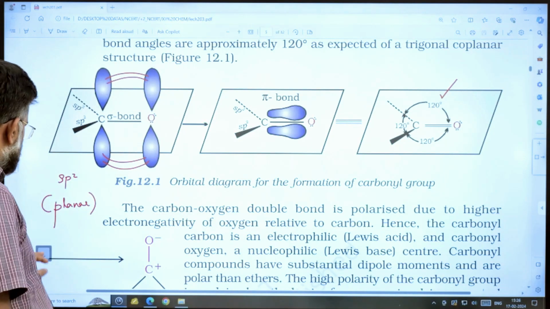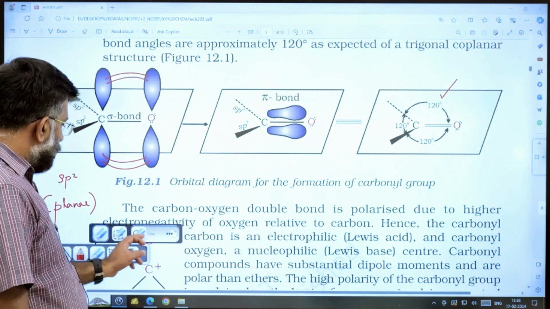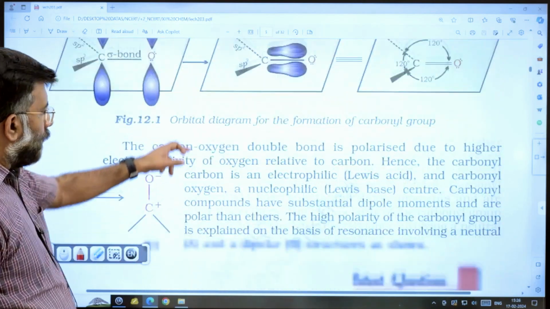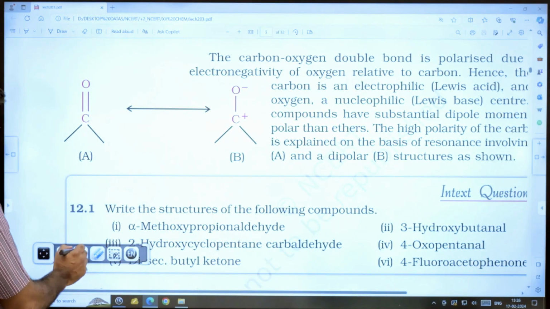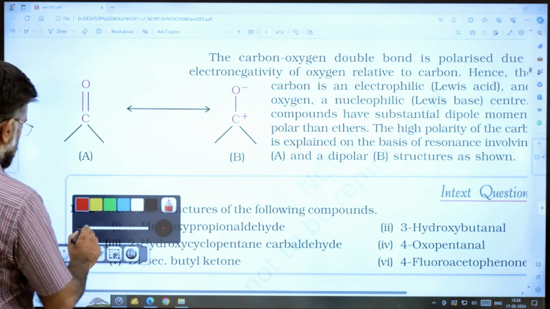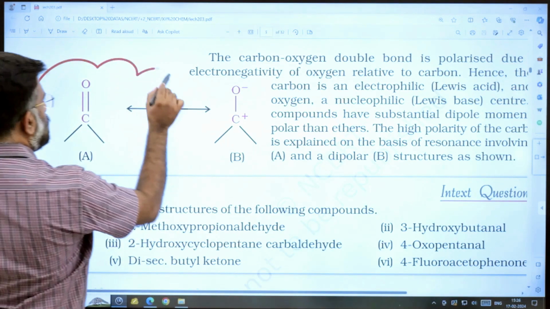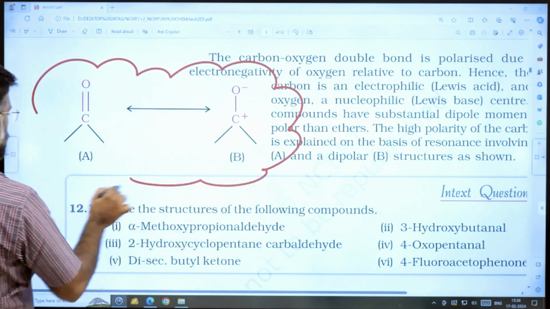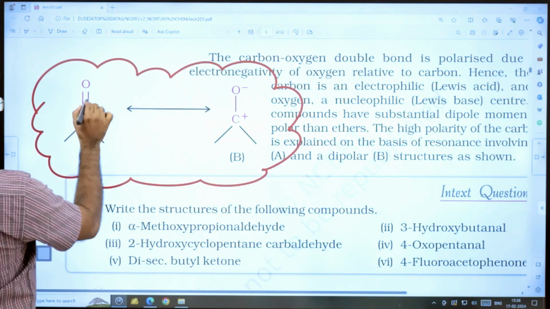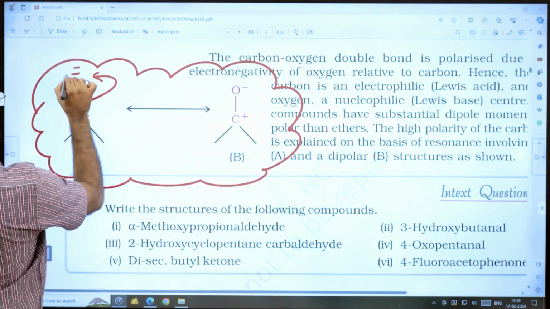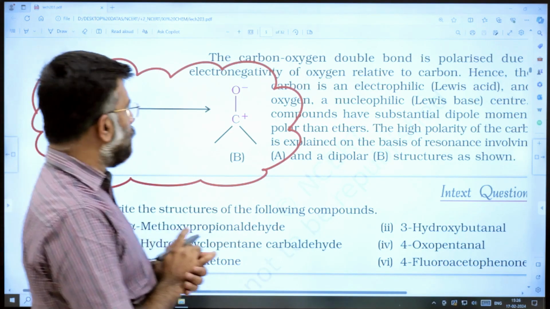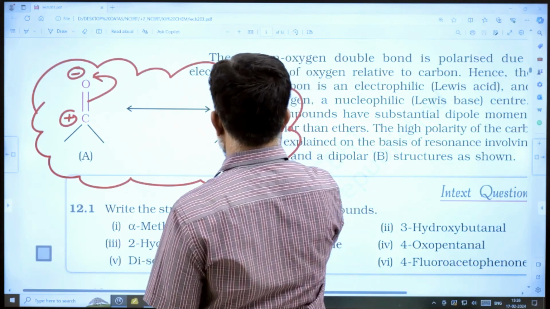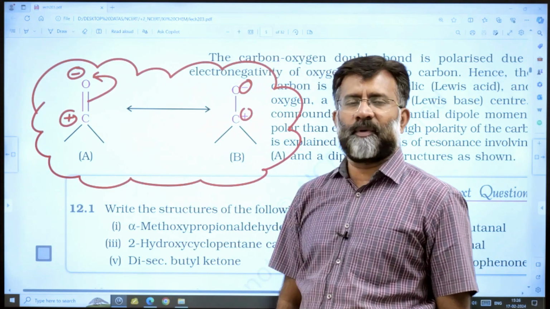Carbonyl compound is highly polar. Why the carbonyl system is highly polar will be demonstrated by this character. You see this? This is the carbonyl system, and try to understand why it is highly polar. It is polarizing as minus and plus. So in the carbonyl system, you have this permanent polarization.